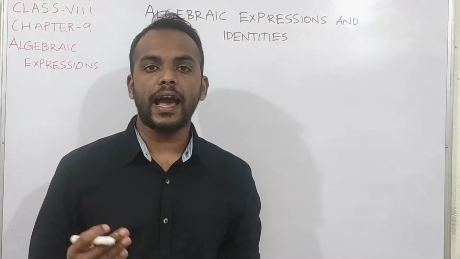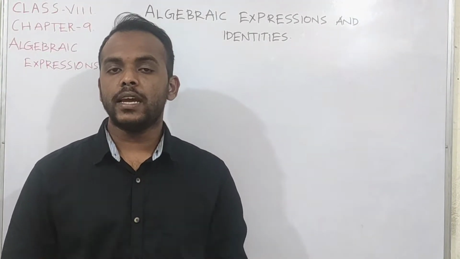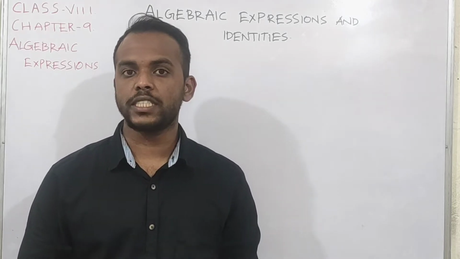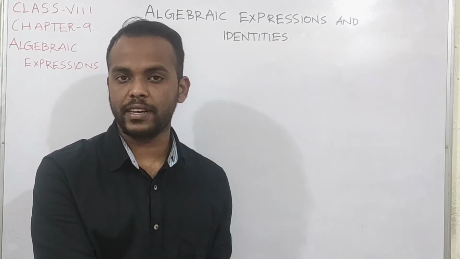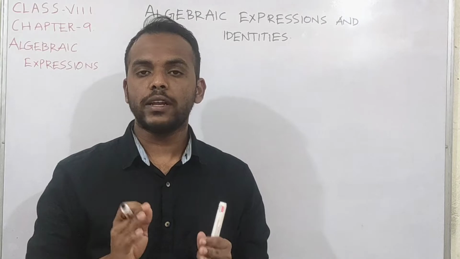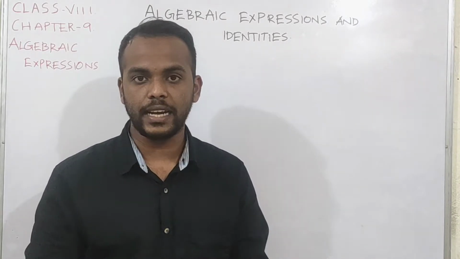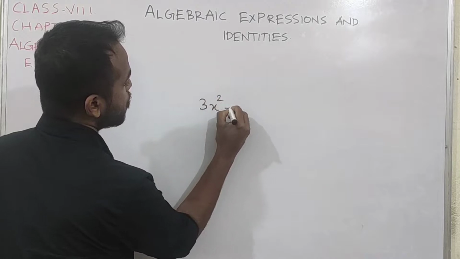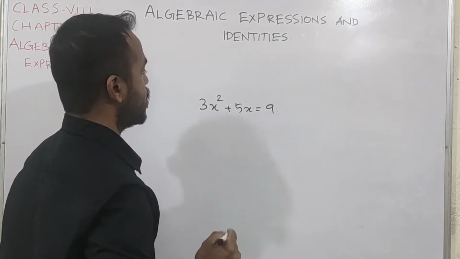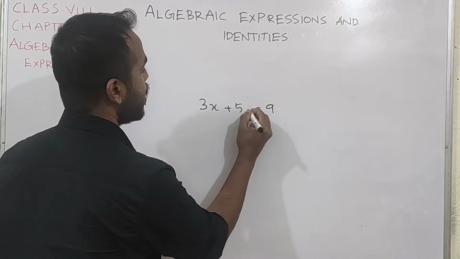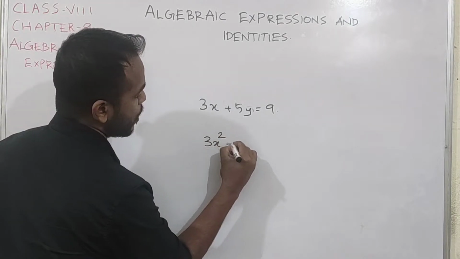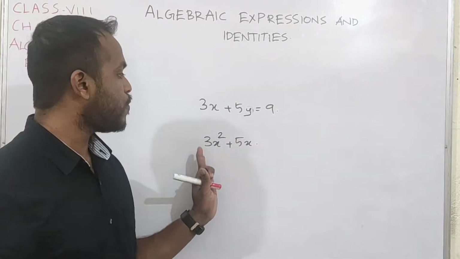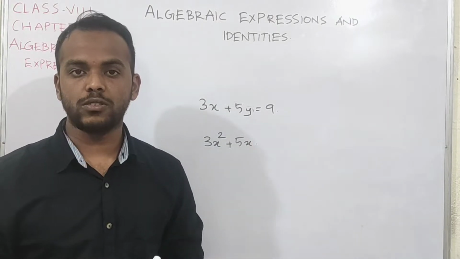An expression is the combination of variables and numbers separated by the operations addition, subtraction, division and multiplication, without two different sides. That is, an equation will have a left hand side and a right hand side. For example, 3x square plus 5x is equal to 9, or 3x plus 5y is equal to 9. This is an equation. But if I write only 3x square plus 5x, this type of expression is called an algebraic expression. So that is the main difference.